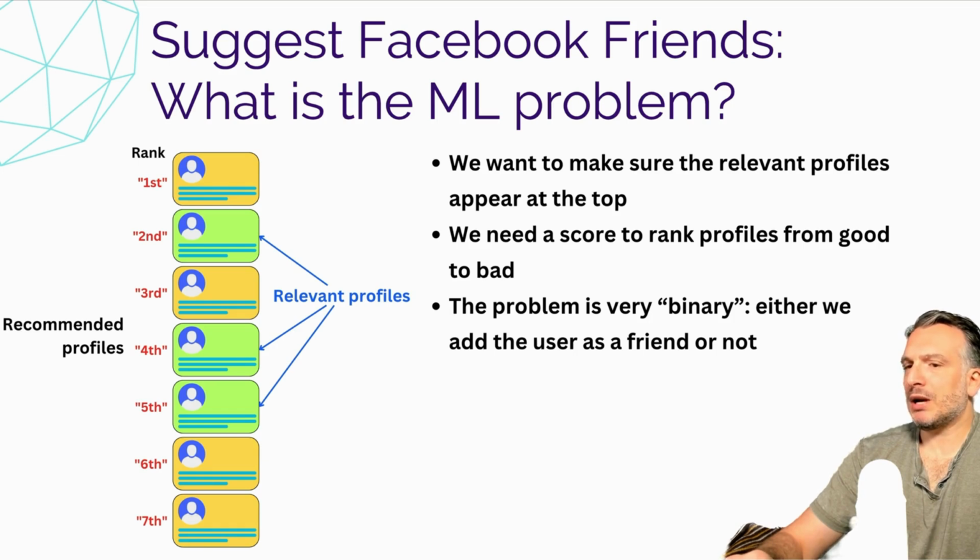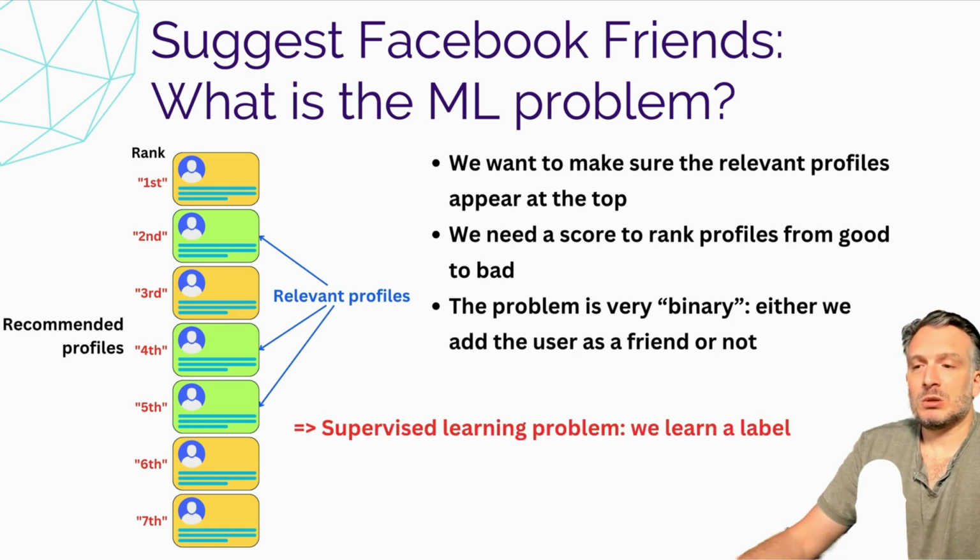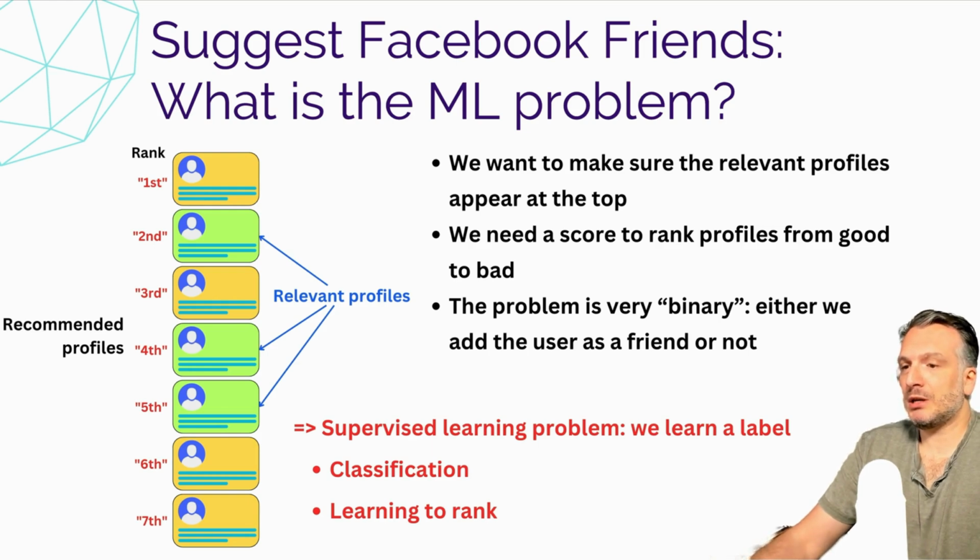The problem is very binary. Either we add a user as a friend or not. So this looks like a supervised learning problem. We learn a label, click or not. And by having people clicking on profiles, we get a feedback response from the user. Because this is a very binary problem, we could assume that we could use something like a classification algorithm or maybe a learning to rank algorithm. At this point, we don't need to figure out more. We just need to understand that this is going to be solved by a supervised learning problem that may be a classifier or an algorithm that is learning to rank.